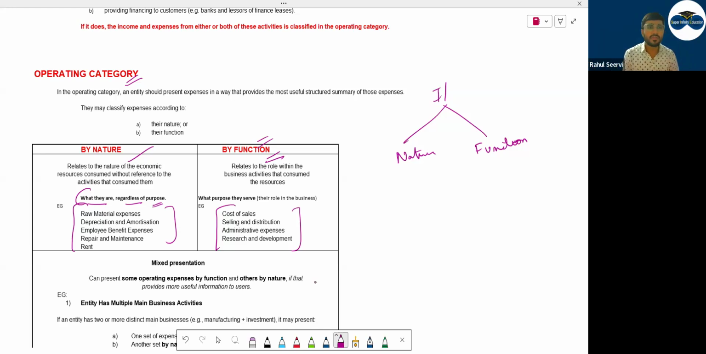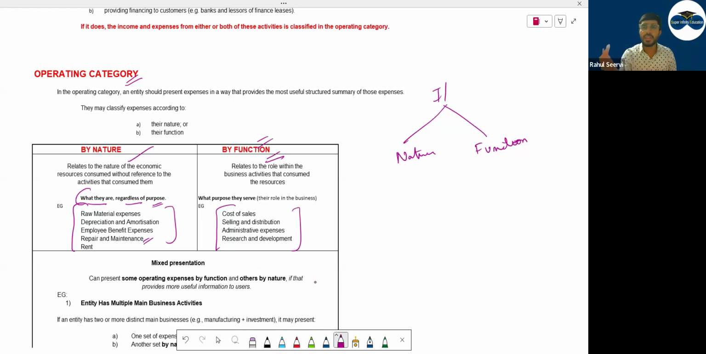Depreciation and amortization, which you will study in IAS 16, the topic we will start today. Employee benefit expenses means salary. If I say I am paying salary to my staff, that means what? Operating expense. Without having staff, I can't do business. It's a basic expense, salary. Repair and maintenance: if I have a property or a machine which is damaged, it needs repair and maintenance. This is also an expense.